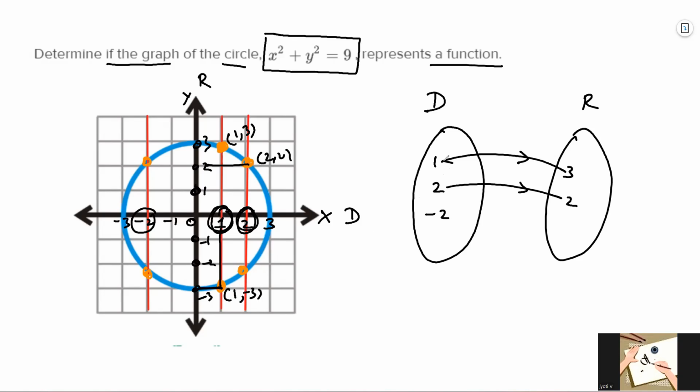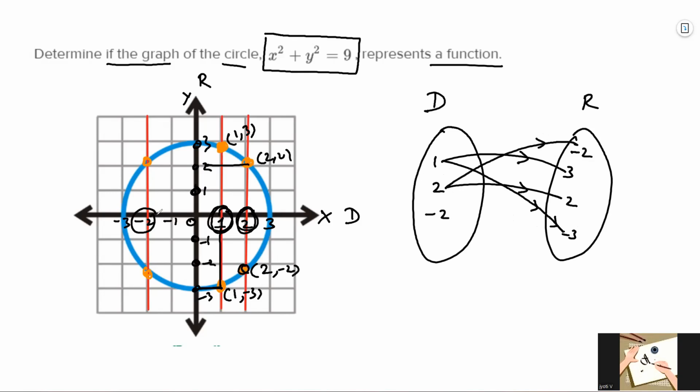So 1 is mapped to one more element. See, a particular input is having more than one output, which is the definition of a relation, not the definition of a function. So here the rule is broken. Then we have one more coordinate, that is 2 and negative 2. So 2 is mapped to negative 2.